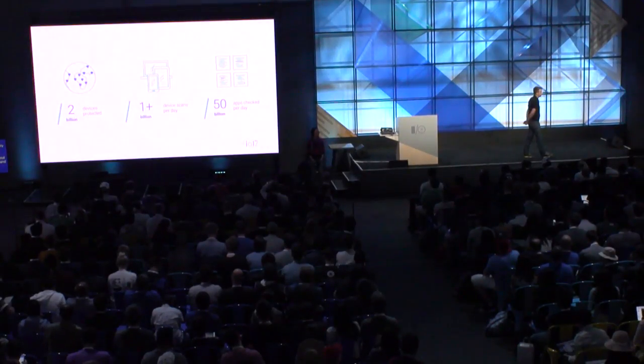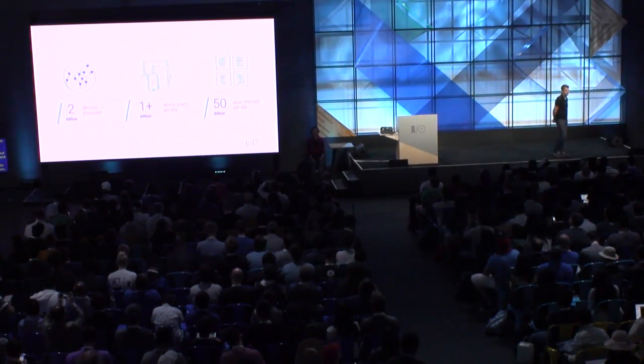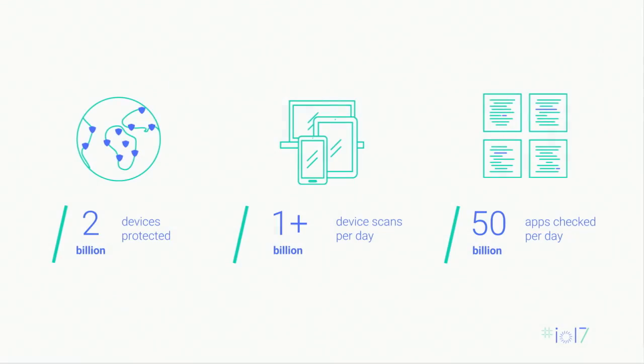Yesterday we heard mention of something new, exciting, Google Play Protect. What is Google Play Protect? The core of it is an engine that we've built over the last several years to protect all of the devices in the Android ecosystem. This slide has grown year after year. Now we talk about over 2 billion devices around the world that are protected by those services, scanning over 1 billion devices and checking over 50 billion applications every single day.